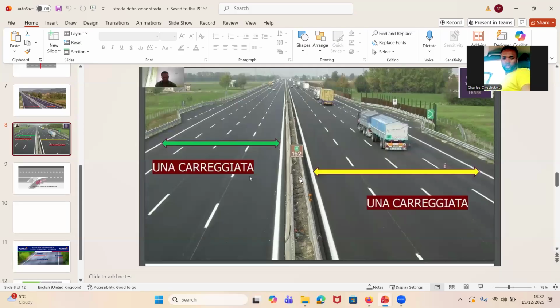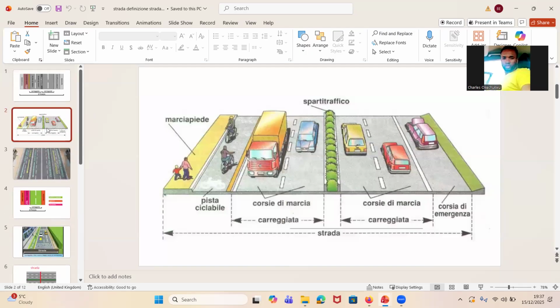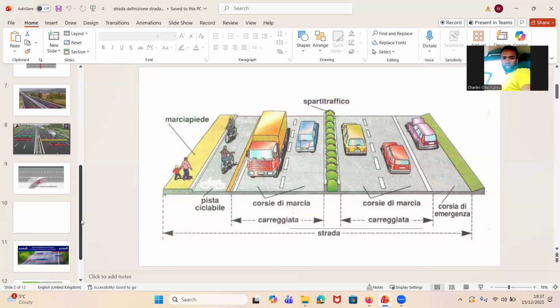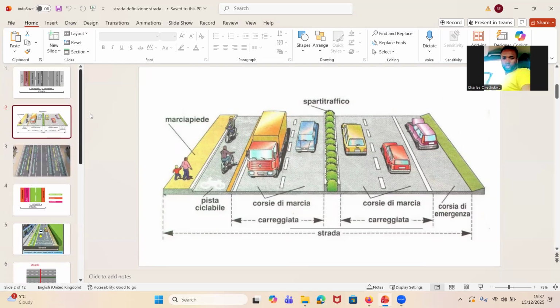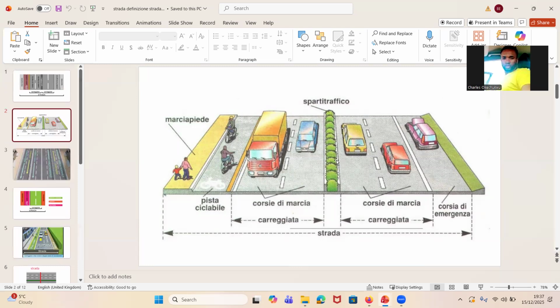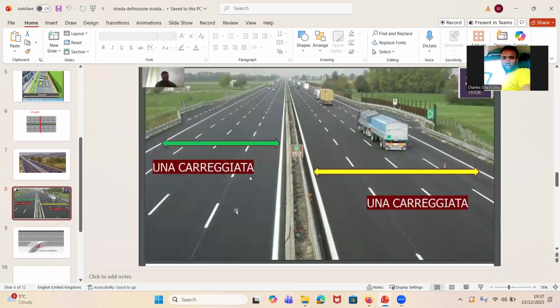Now, in your patente, in your school, in your book, if you open your textbook, what will you see? You will see something like this. You will see a green thing there. Why do they paint it green? They want to make you understand that there is a guardrail there. If you look at your patente, you will see they paint it green there. This is a spartitraffico. Realistically, this thing represents a guardrail.